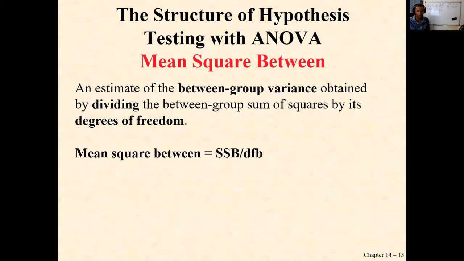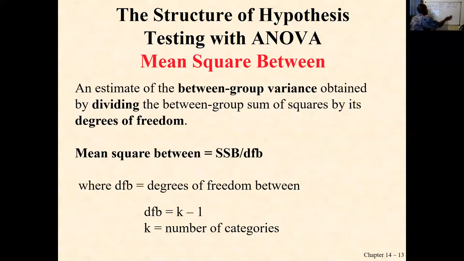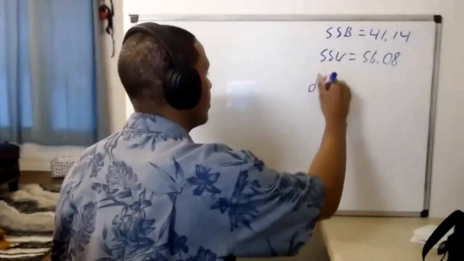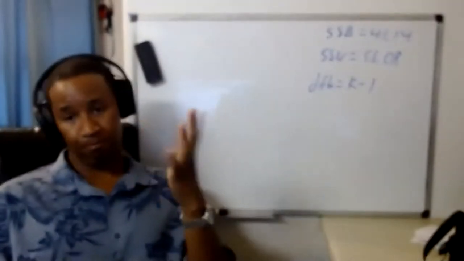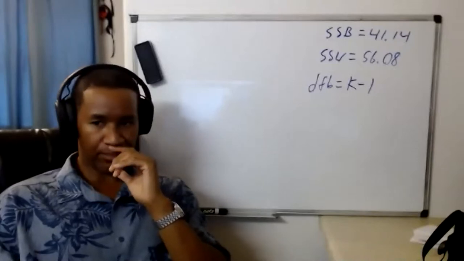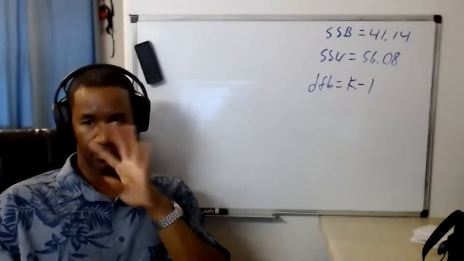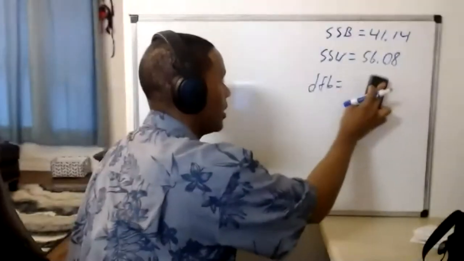Now, how do we get the DFB or the degrees of freedom between? You're going to get the degrees of freedom between by taking k and subtracting 1. Now, you might think to yourself, well, what is k? I don't know why the textbook calls k the number of categories, but it's the number of samples that we have, okay? So for DFB equal to k minus 1, or the number of categories, the number of samples minus 1, how many samples did we have? Four. So our DFB is? Three. Good. We're going to put three here.